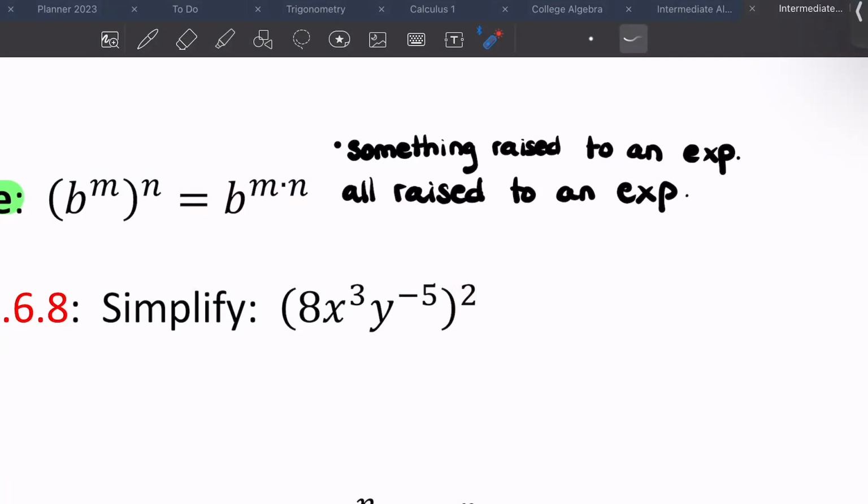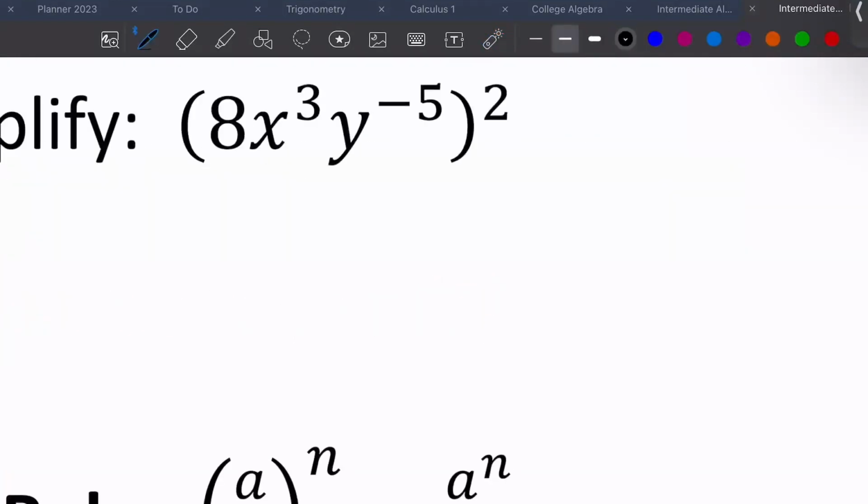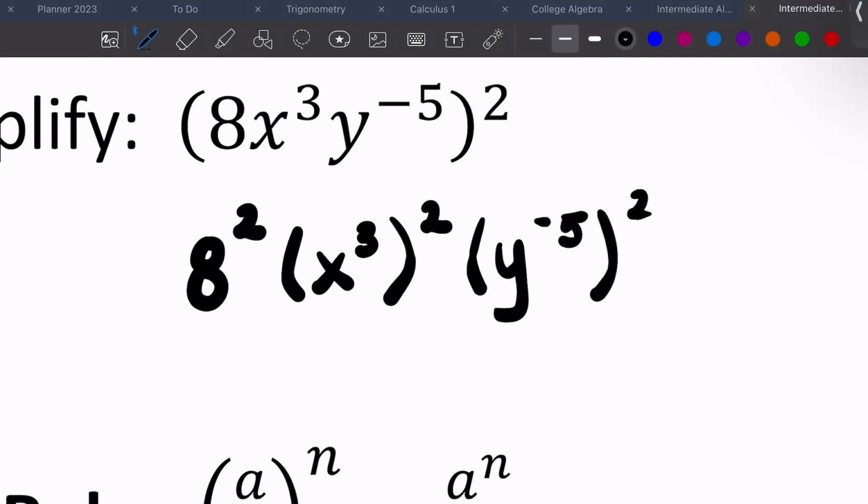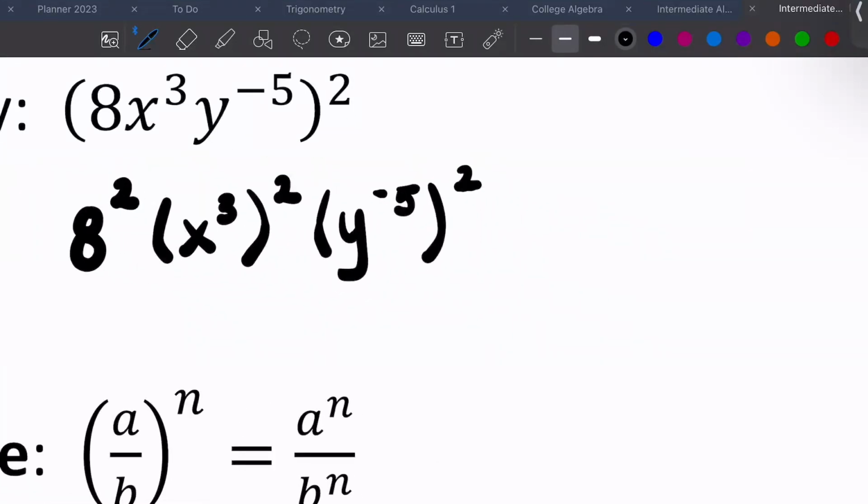When you do that, in this example, you're going to take 2 and raise it with all these. So this is what I mean. 8 squared, x cubed squared, y to the negative 5th squared. I know that 5 is negative, but I'm not going to deal with it until the very end. I'm just going to do my rule. The power rule says that you multiply your exponents when you have stuff like this. So 8 squared is just 64.